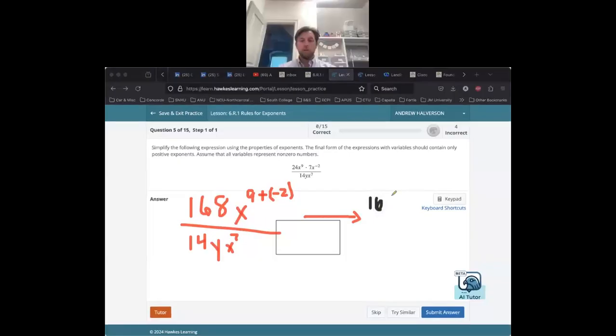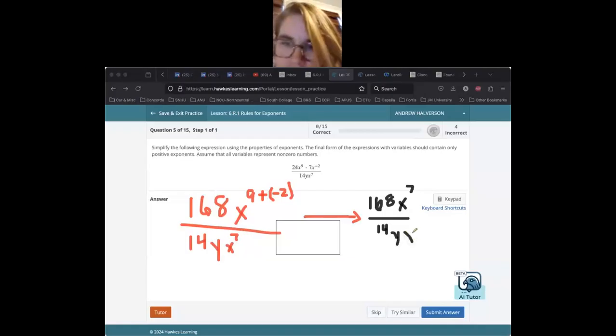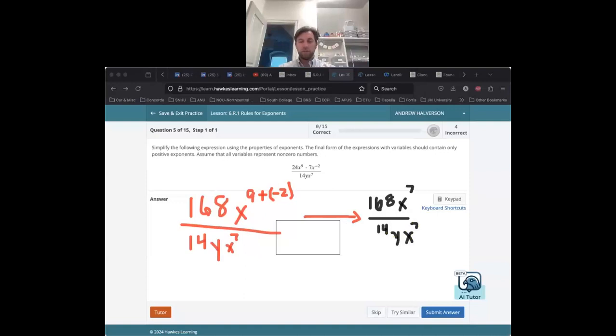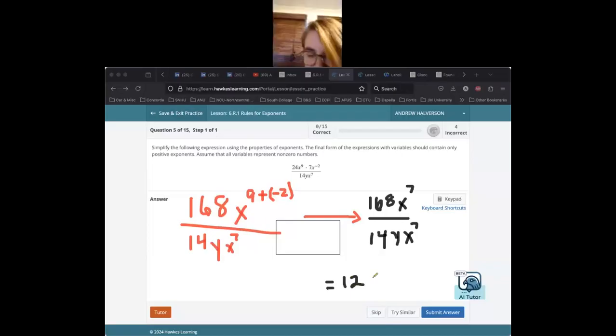Okay, so now come over here. Simplify this: 168 x to the 7th power over 14y x to the 7th. Okay, now what? 168 divided by 14. So what's 168 divided by 14? Is it a nice, neat number? It is, 12. Remember, you do the division of your numbers like you normally do. So this becomes 12. What happens to the x to the 7th?